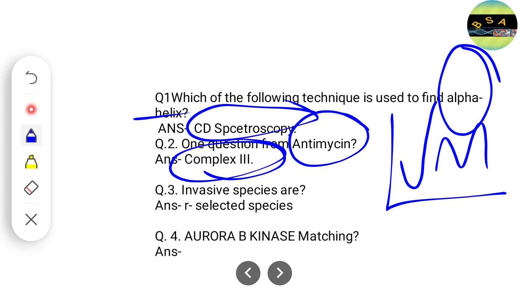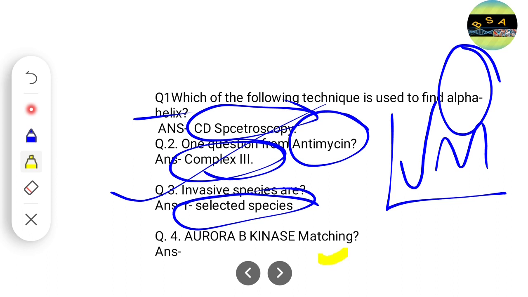Now the next question came from invasive species. So this question mainly asks about r-selected species, K-selected species, and so on, options are there. So the invasive species are always r-selected species, remember that. We can also call them exotic species as well. So the answer will be r-selected species.